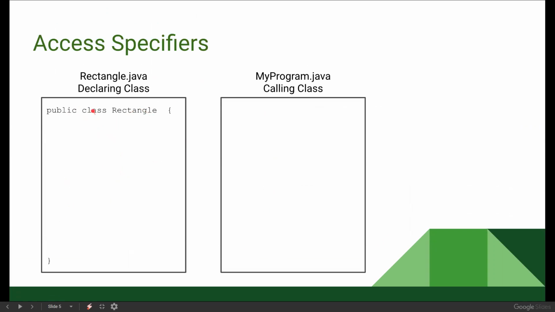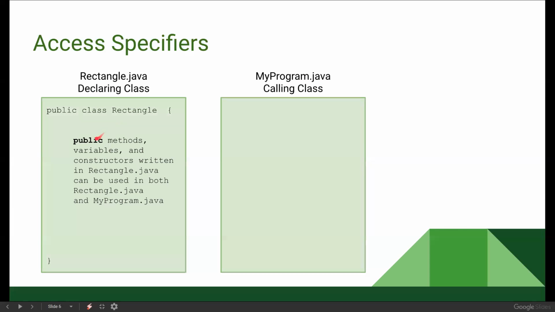So if I have my Rectangle class, this is my declaring class, from my Program.java, if I wanted to create something from the Rectangle class, anything that's public, so the class itself, any instance variables, any methods, any constructors written in the Rectangle class, are fully accessible from my Program.java. Anything that is private, usually we're going to have our instance variables be private, any methods, any constructors that we have private in our Rectangle class can be used within here, but they cannot be directly accessed from my Program.java or any other class.